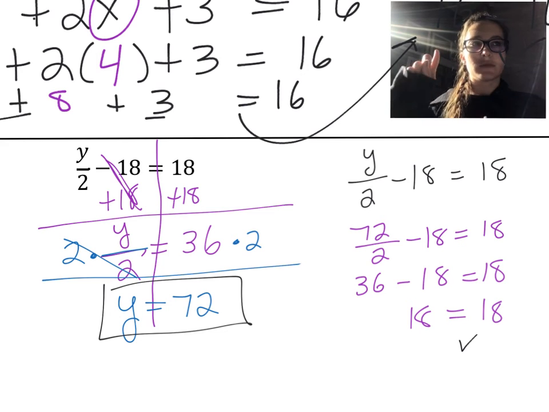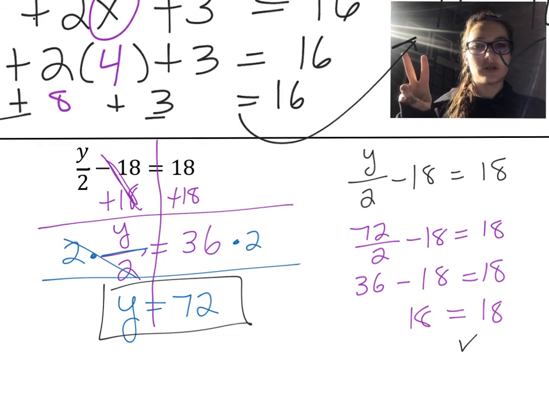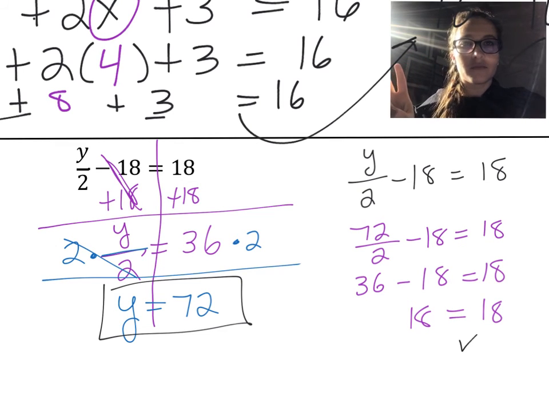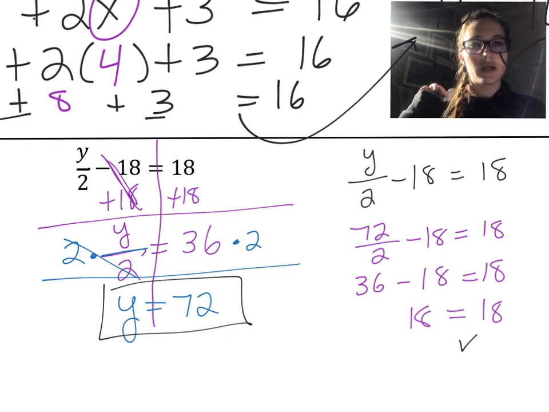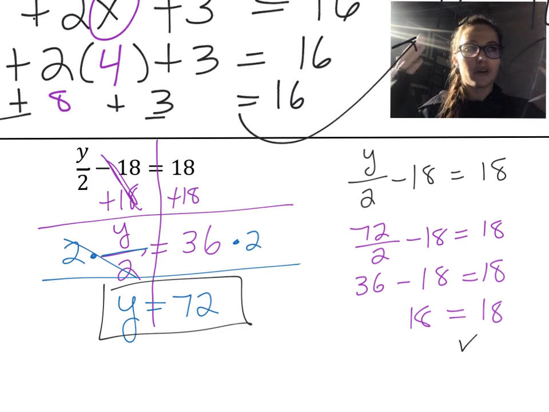Okay, so step 1, simplify anything you possibly can if you need to. Step 2, get rid of anything that is not attached to your variable. So if you're adding or subtracting something. Okay, step 3, undo anything that is attached to your variable. Always undo things by doing the opposite. So the opposite of adding is subtracting. The opposite of multiplying is dividing. Okay? Then you're going to get the variable by itself. And then you're going to check your work by substituting it back into the original equation.